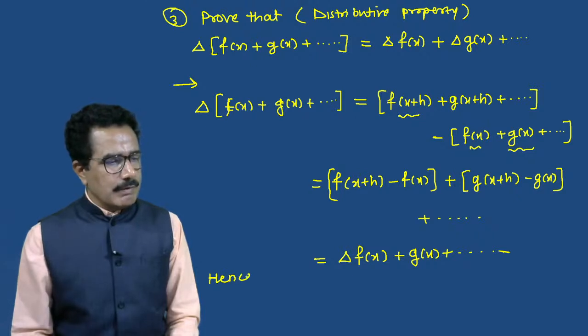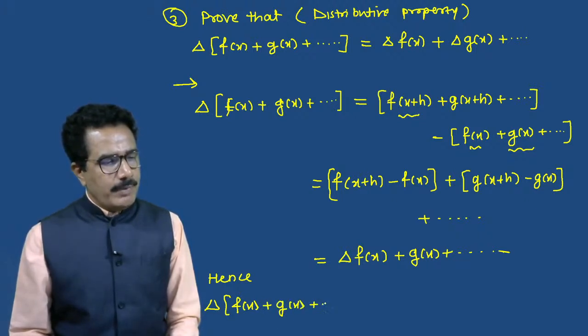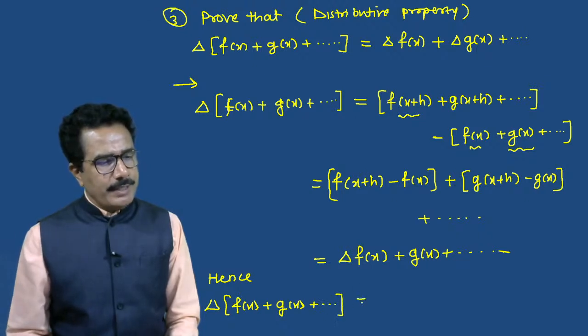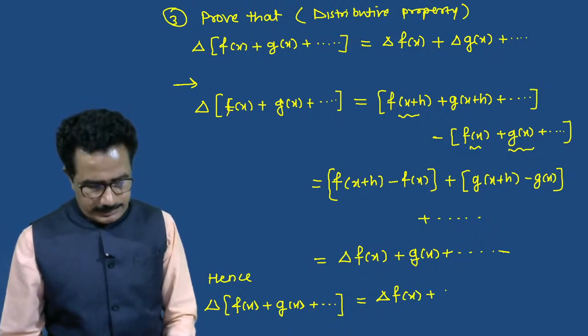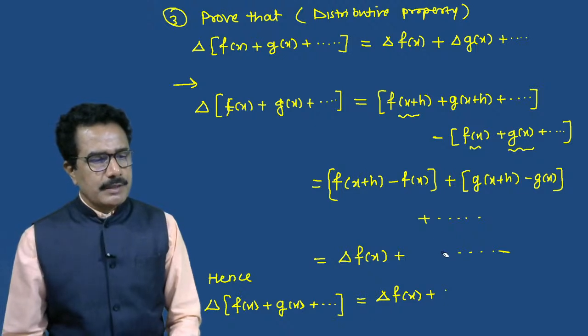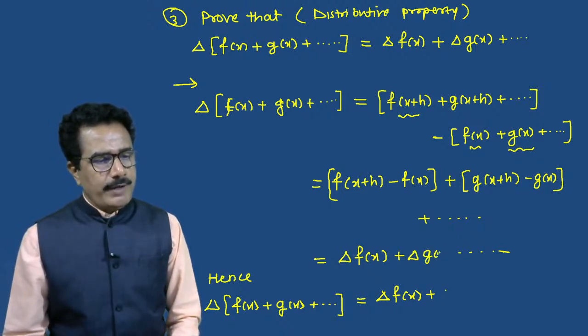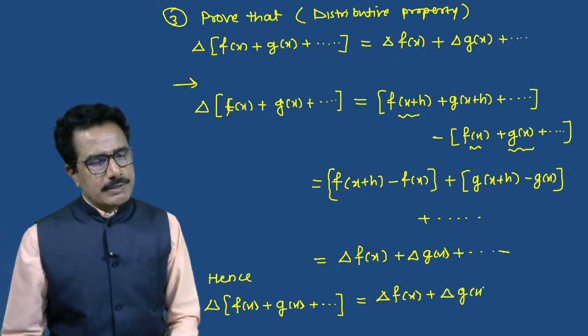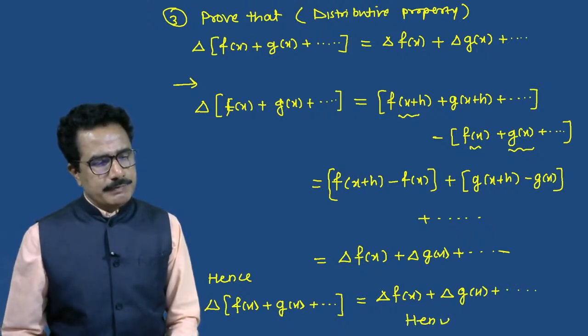Hence delta of f of x plus g of x plus dot dot dot can be written as delta f of x plus delta g of x plus dot dot dot, and hence proved.